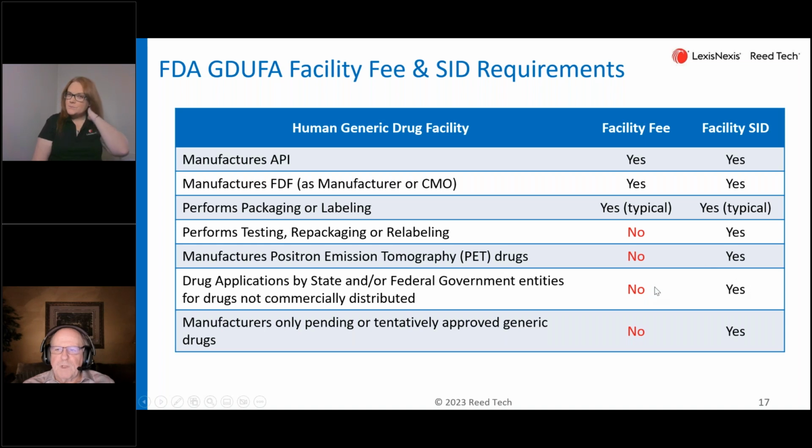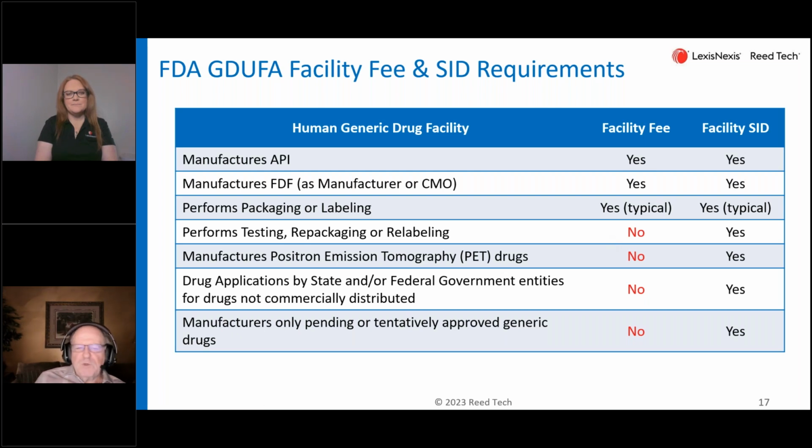And when someone asks, are we liable for GDUFA, or are we responsible for GDUFA? You have to understand the context. What do you mean by complying with GDUFA? Do you mean the user fee portion of it, or do you mean the self-identification portion of it? Now, for the most part, it's the same answer, but be aware there could be some exceptions there.